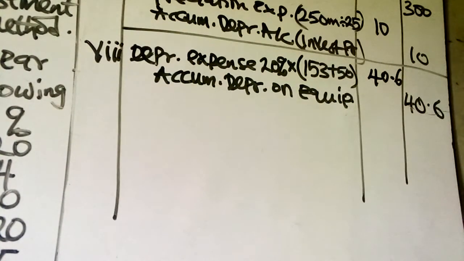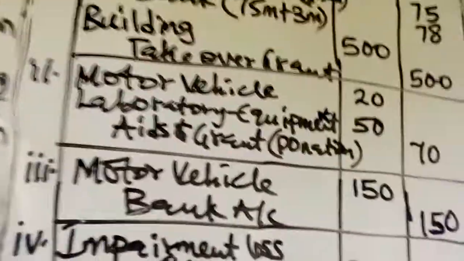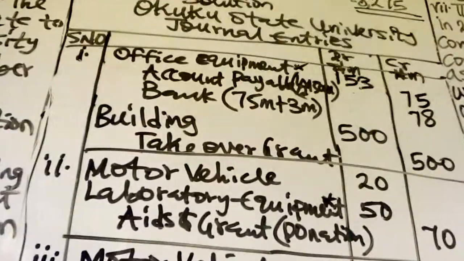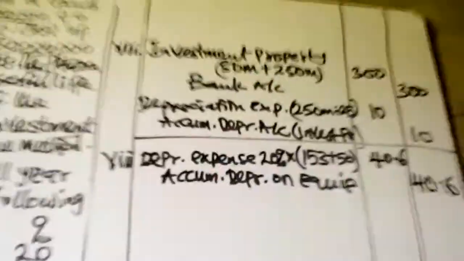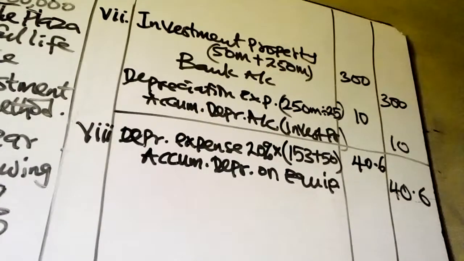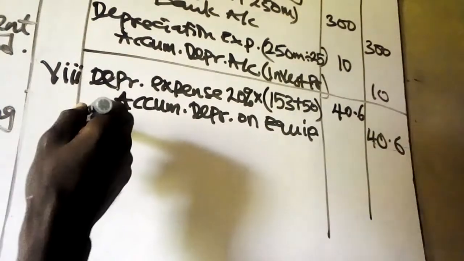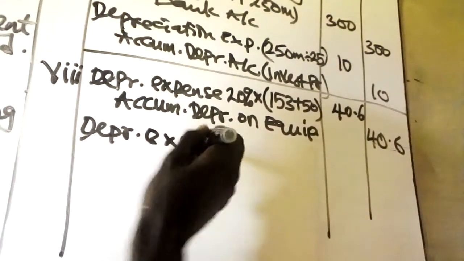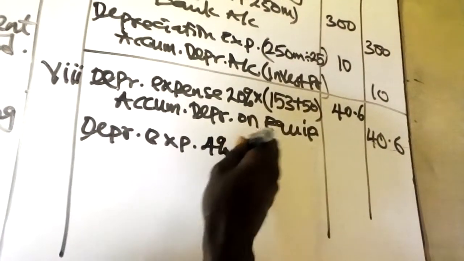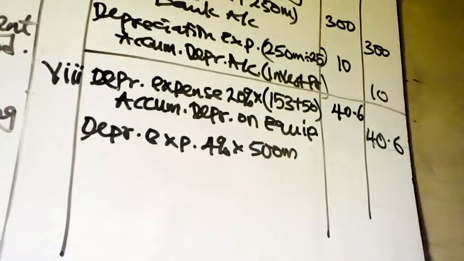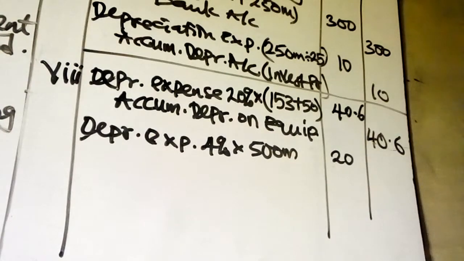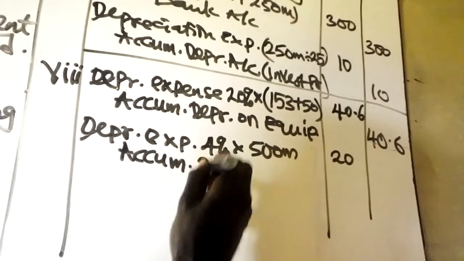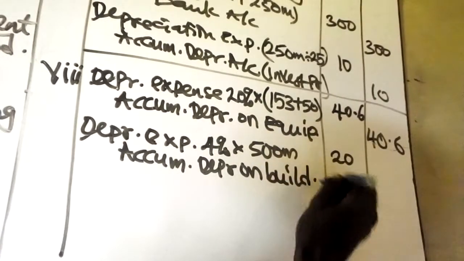Aside from equipment depreciation, let's check if there are any additions to the assets we have. In note 1, we also have building. There is an addition to building, which I've told you is an additional asset that will be depreciated. So we want to depreciate our building now. Depreciation expense on building: the rate of depreciation on building is 4%, and the cost of the additional building is 500 million, the one that was taken over. 4% of 500 million gives us 20 million. You debit depreciation expense and you credit accumulated depreciation on building with the same amount, 20 million.